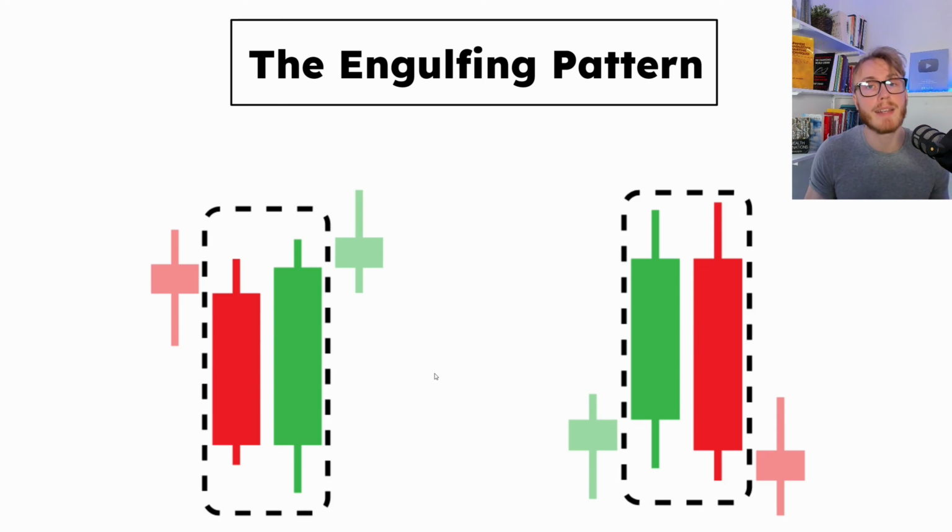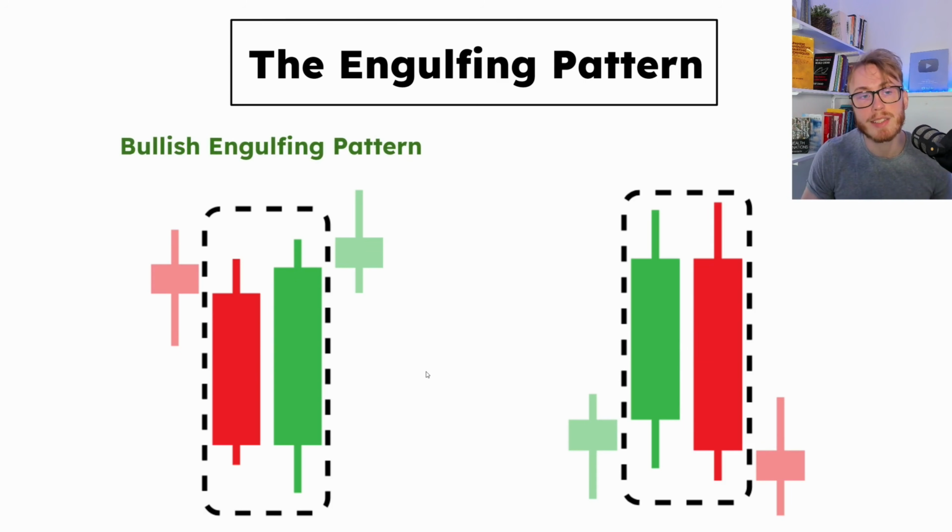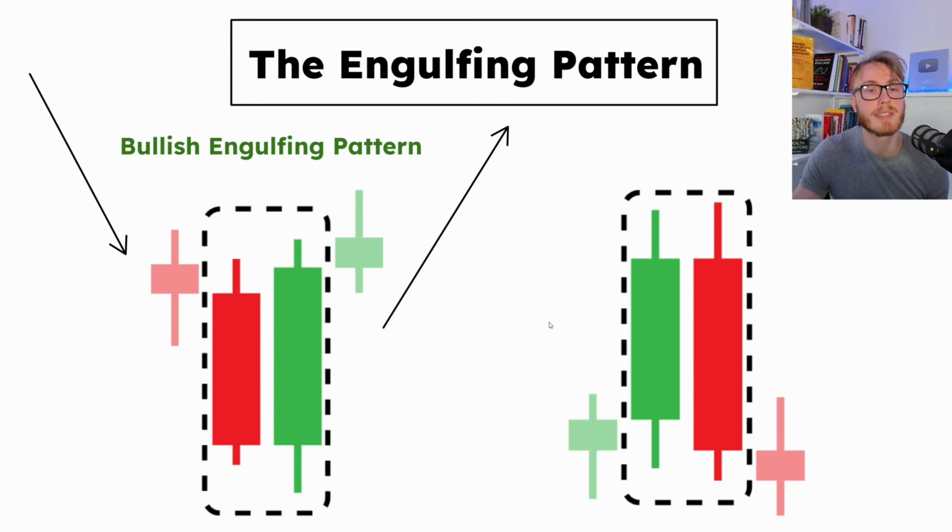And for the engulfing pattern, we have two different versions. The first version is called the bullish engulfing pattern. And this right here is a bullish reversal pattern. So before the pattern appears, we want to see a downtrend. And the goal of this pattern is to reverse the price to the upside. And the engulfing pattern is a two candlestick formation. So it consists of two candles. We have candle 1 right here, and we have candle 2 right here.